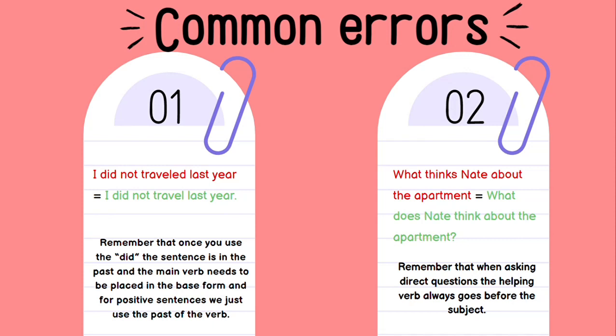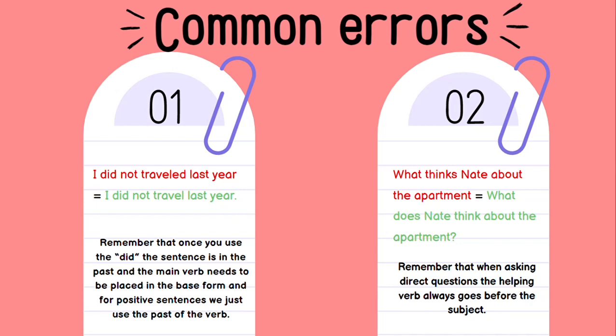Okay, now let's check some common errors that we may make. The first one is to use did in the past and also use the past form of the verb. For example, I did not traveled last year is incorrect because we already have did in the past, so it's not necessary to use the verb in past again. So the correct way is I did not travel last year.